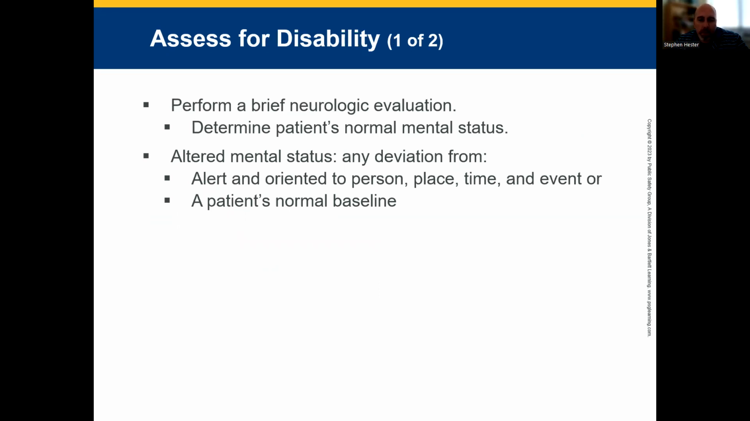All right, perform a brief neurological evaluation of the patient. Determine the patient's normal mental status. This is something that's going to be very complicated with your Alzheimer's dementia patients, or patients that may be altered due to some chemical changes in the body. So they may be alert at one moment, and then they are becoming altered for some other reason. So that's something that you're going to have to keep a baseline on. I ask the family what's different. Do they know what's different?